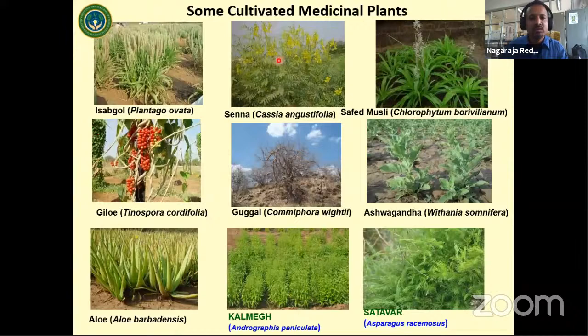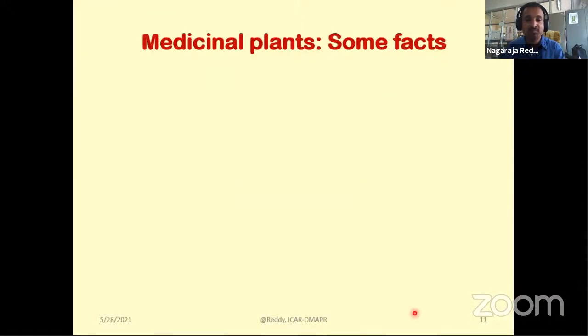These are some of the plants being cultivated in our country, like isabgul, which covers one of the largest areas, almost 3 to 3.5 lakh hectares in Rajasthan, Gujarat and Madhya Pradesh, followed by senna and safed musli. You have giloy, guggul, and ashwagandha, which is very popular these days because of COVID-19, and aloe vera, which has many applications, with a lot of face creams and skincare products developed. You have Kalmegh, Andrographis paniculata, and Satawar, Asparagus racemosus.